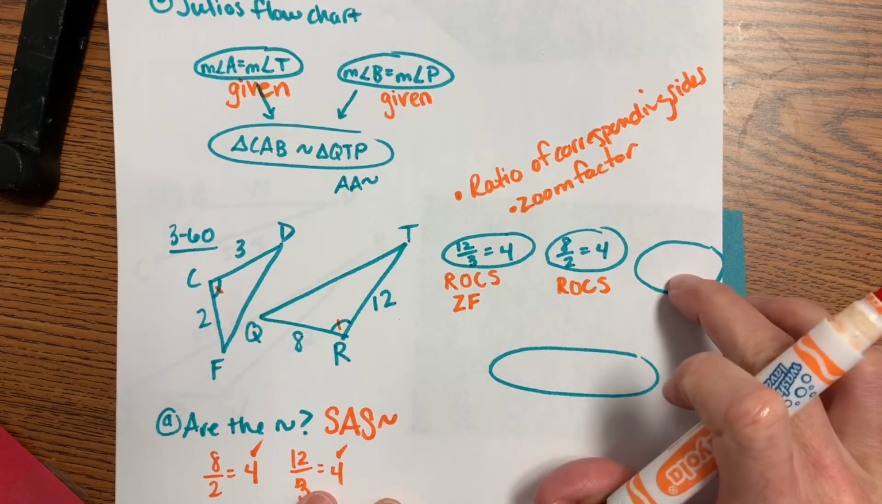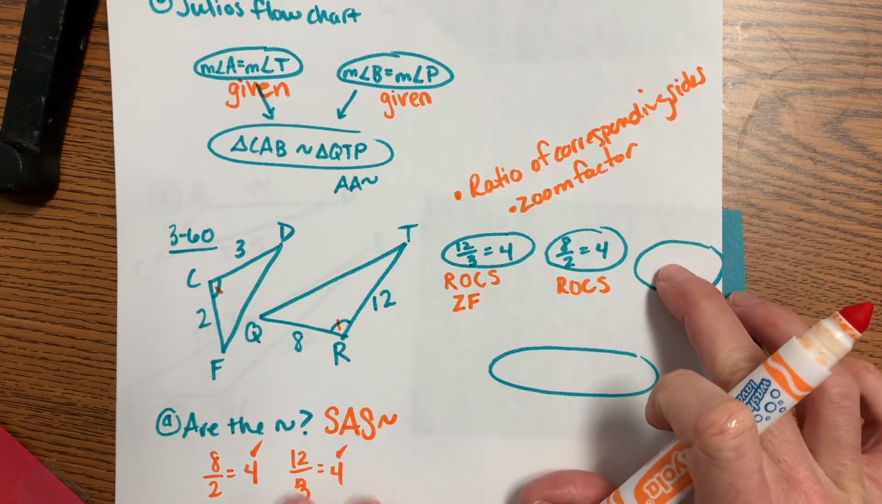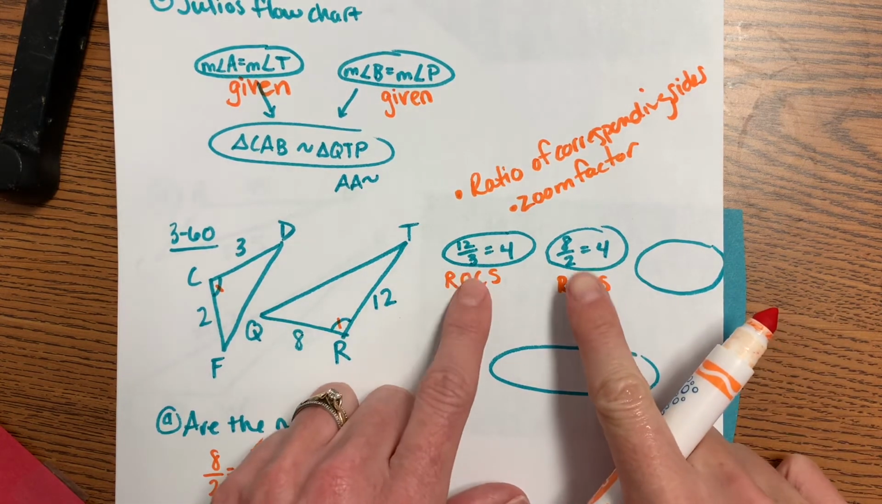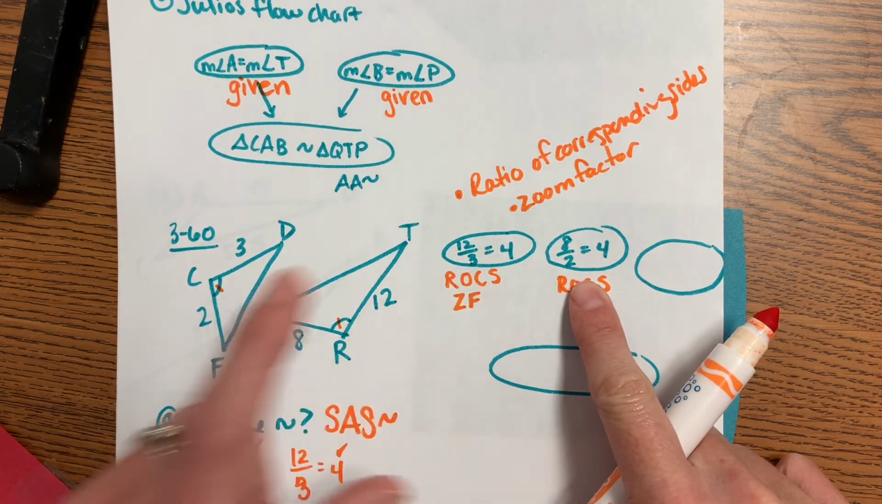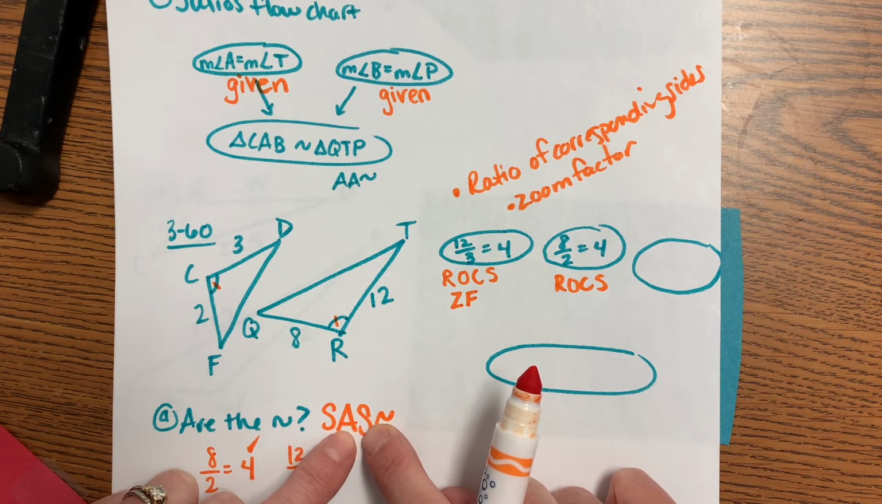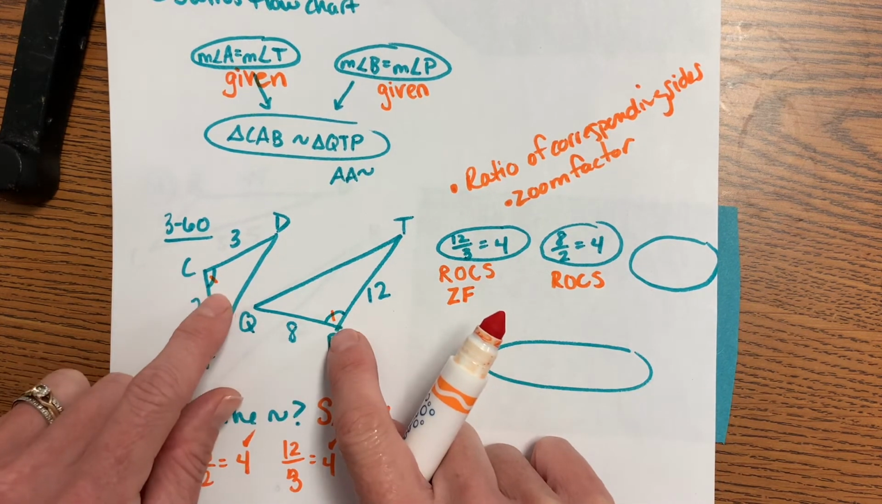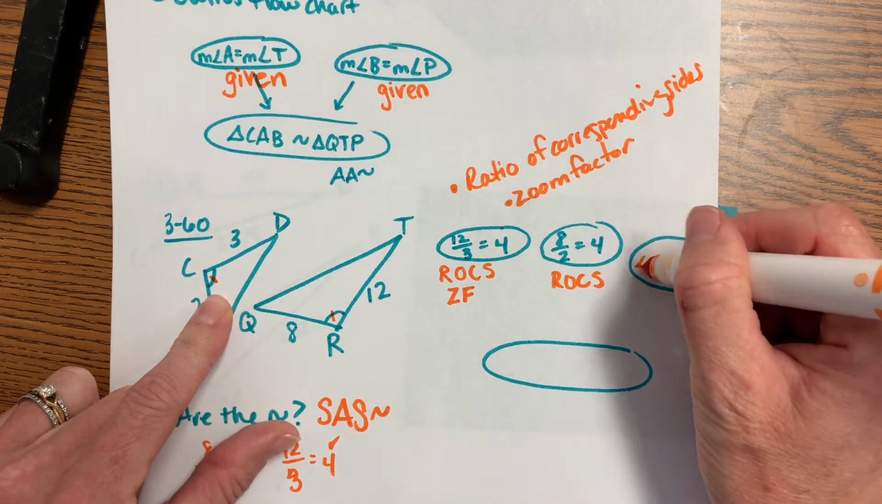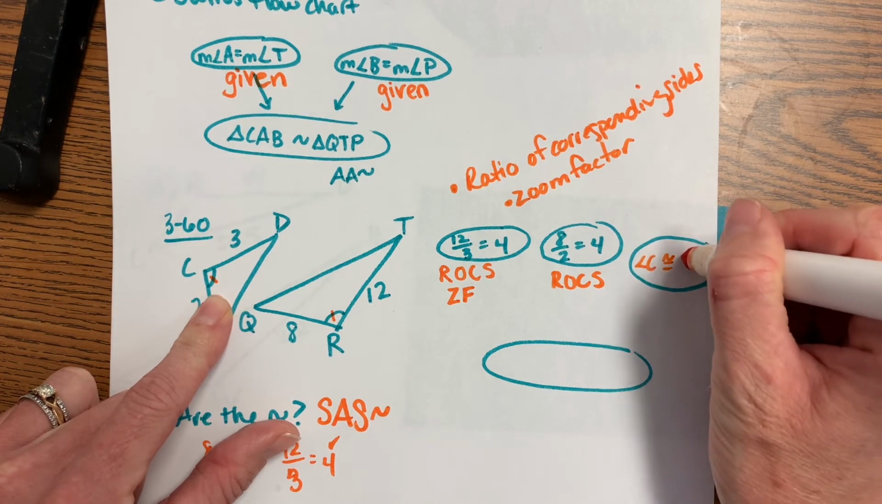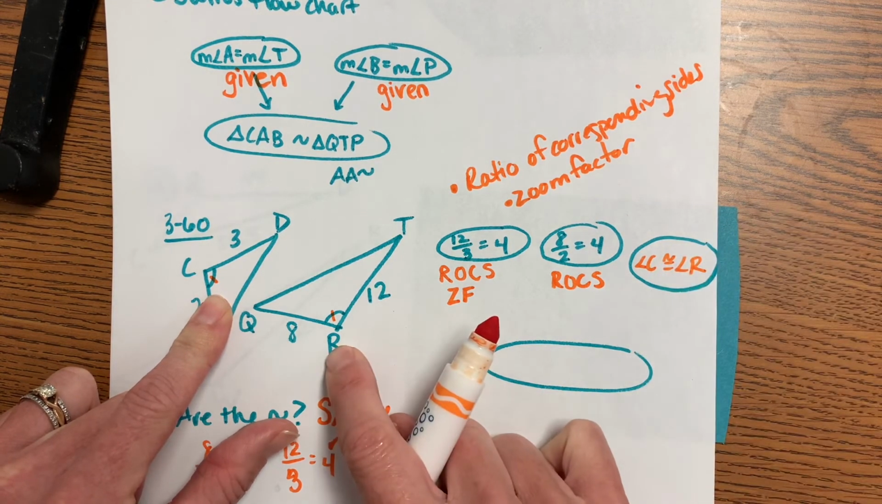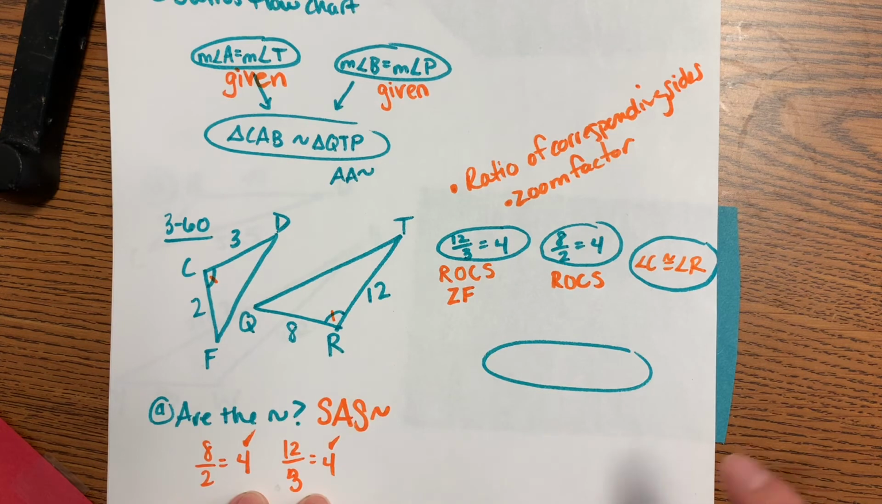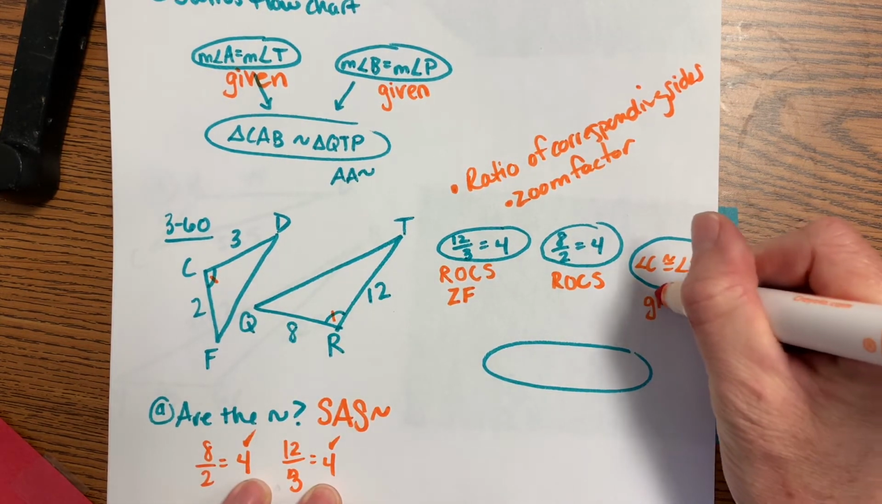And then he didn't finish. So there's another bubble that has to get filled in. So we have the two sides right here. That stands for the two S's. We need the A in the middle. So let's name our angle. Angle C is congruent to angle R. We know that because it is given in the picture. It's marked in the picture, so that's called given for the reason.